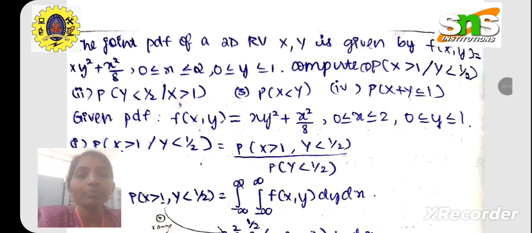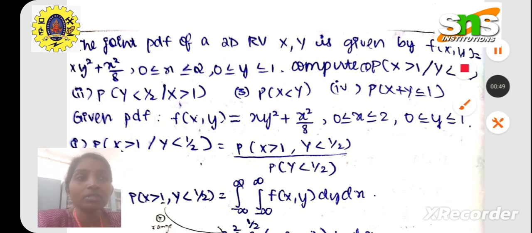a problem that the joint probability density function of a two-dimensional random variable X and Y is given by f of x comma y is equal to xy squared plus x squared by 8, where 0 is less than or equal to x, less than or equal to 2, and 0 less than or equal to y, less than or equal to 1. We are asked to compute probability of x greater than 1 given y less than 1 by 2, and probability of y less than 1 by 2 given x greater than 1. The third question is probability of x less than y, and the fourth question is probability of x plus y less than or equal to 1.